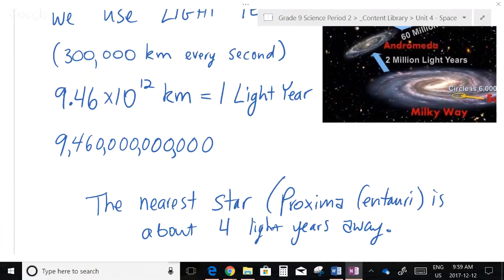So I just want to mention that because as we talk about the rest of this note, I'm going to be talking about light years. So it's important to know what it is. A light year is a measure of the distance it takes for light to get here. The nearest star we can see is about 4 light years away.